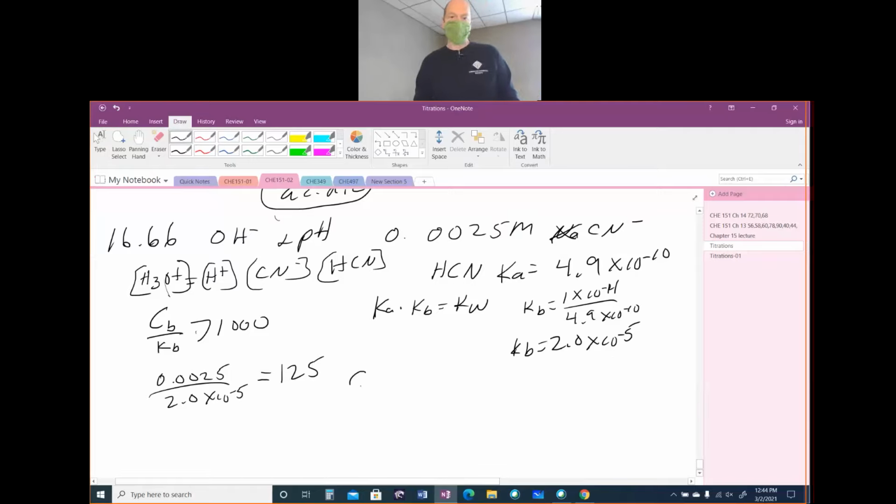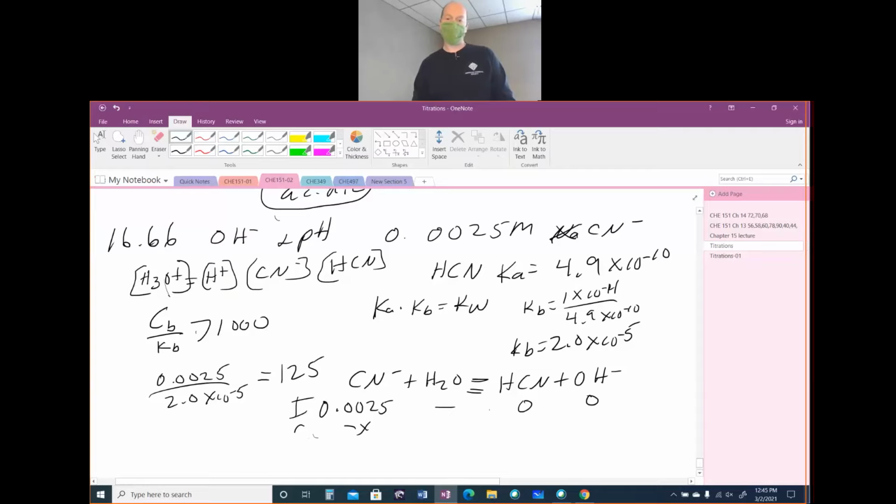All right, so I have my CN minus, or if you want to do generic, A minus plus H2O goes to my HCN and my OH minus. The initial concentration of the CN minus is 0.0025. Water's a liquid, and then this is 0, so it has to go to the right. And then at equilibrium, we have a 0.0025 minus X. We have X, and we have X.